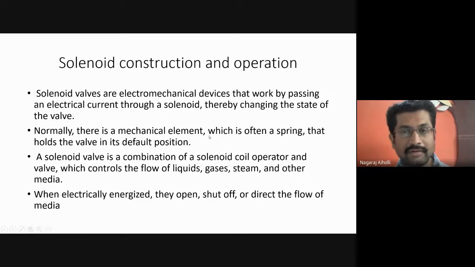There is a mechanical element which is holding; a spring holds the valve in its normal position. A solenoid valve is a combination of a solenoid coil and the valve. That is what I told. A solenoid valve is a combination of the solenoid and the valve which controls the flow of liquids. A solenoid valve is used to control the flow of liquids, gases, steam and other media. When it is electrically energized, the valve will either open or close, allowing the liquids, gases or steam media to flow.